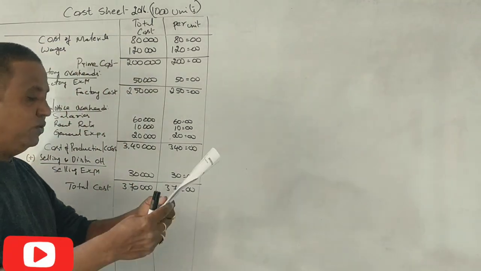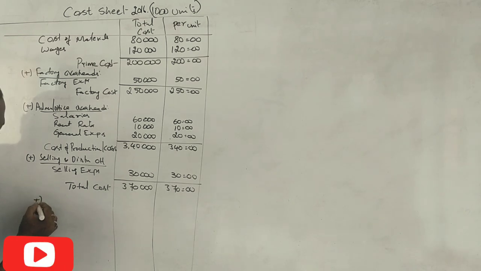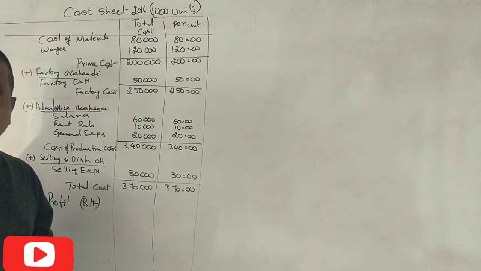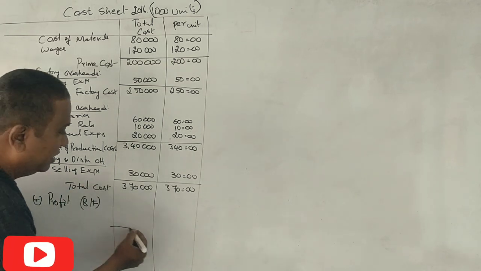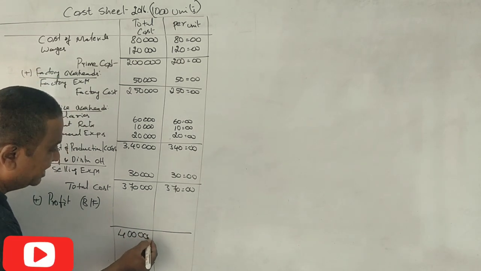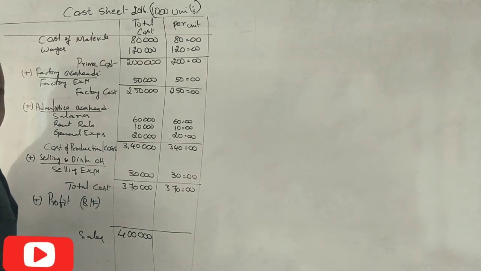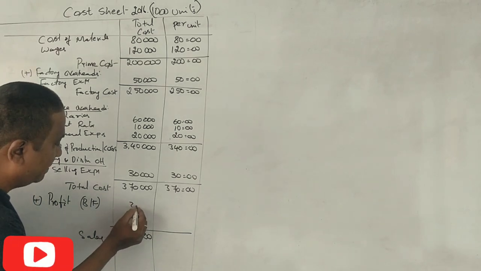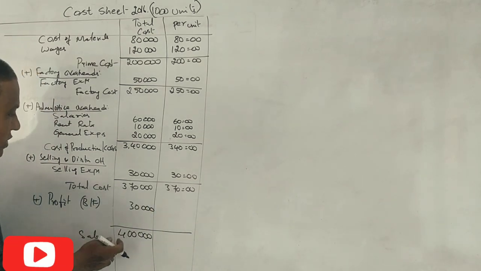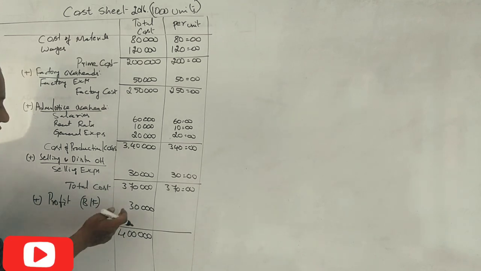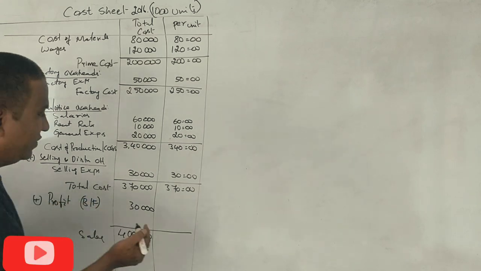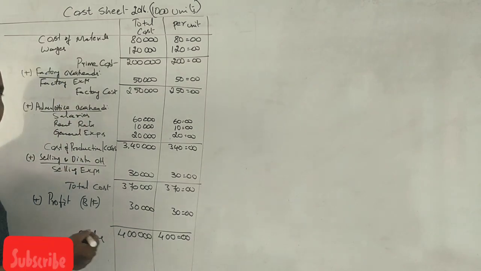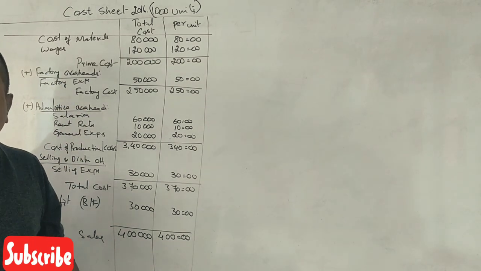Now let us see what is to be added to this total cost. Profit is to be added. But it is not given in the question. What is given is the total sales made. What is the total sales made by him? It is 4 lakhs. If 4 lakhs is the sales and 3,70,000 is your cost, then 30,000 rupees is your profit. 4 lakh minus 3,70,000 is 30,000. So 30,000 profit you got for 1,000 units. For 1 unit it is 30 rupees. Now your total selling price per unit is 400 and total sales is 4 lakh rupees.